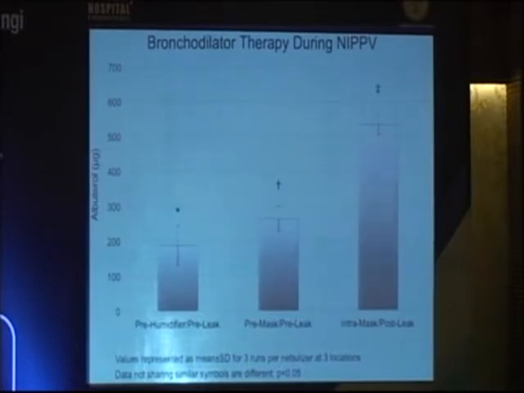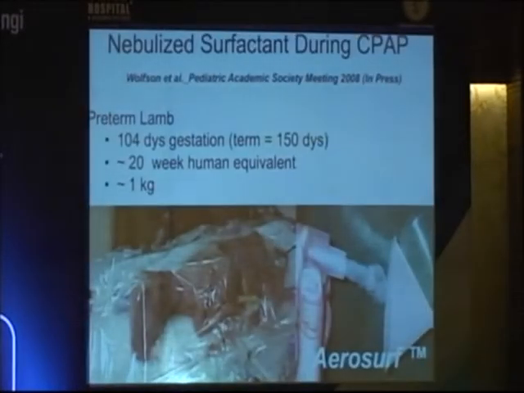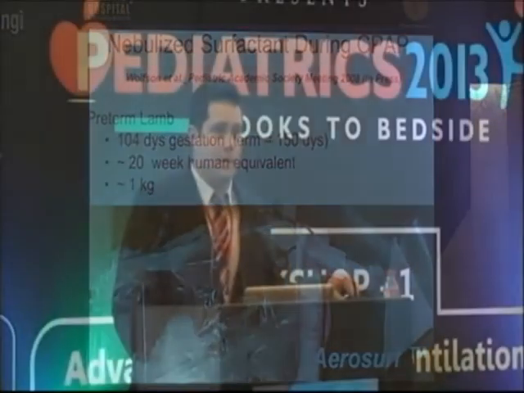Okay? So my last few slides here are going to discuss something that is kind of near and dear to me. It's nebulized surfactant. Many of you in the room have instilled lung surfactant through an endotracheal tube. In order to do this, you need to keep them intubated for a short period of time, a couple hours, maybe a day, and you have to manage them on a mechanical ventilator.